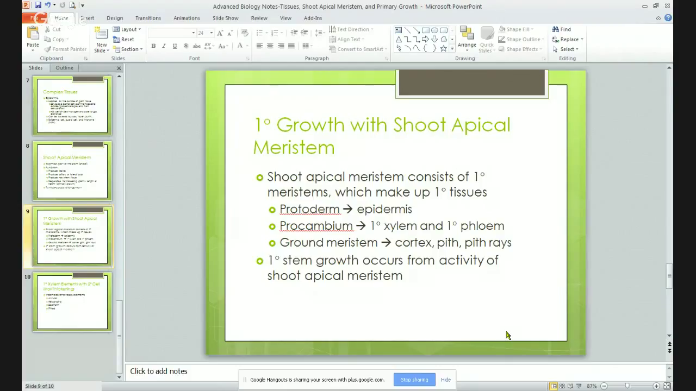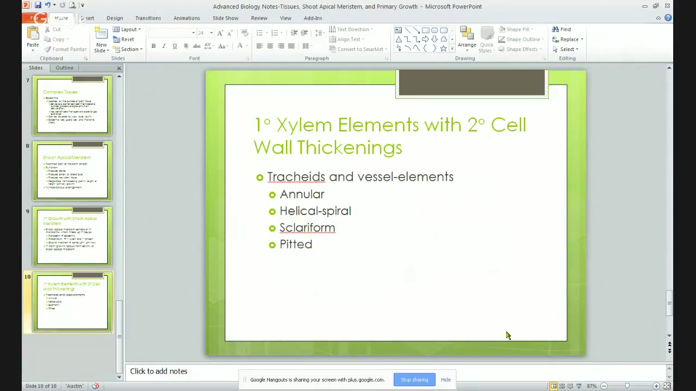Okay, the last thing that we're going to talk about today are some additional elements in your xylem, your primary xylem, in regards to your secondary cell wall thickenings. If you remember, you've got primary cell wall, secondary cell wall. Primary is on the outside, secondary is on the inside. Secondary is usually thicker. Okay, so there's some additional wall thickenings that can occur specifically with tracheids and vessel elements.